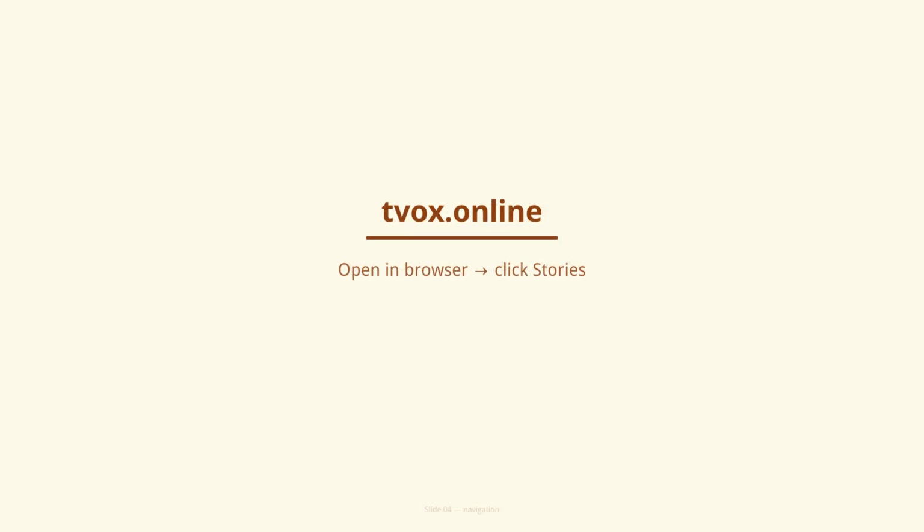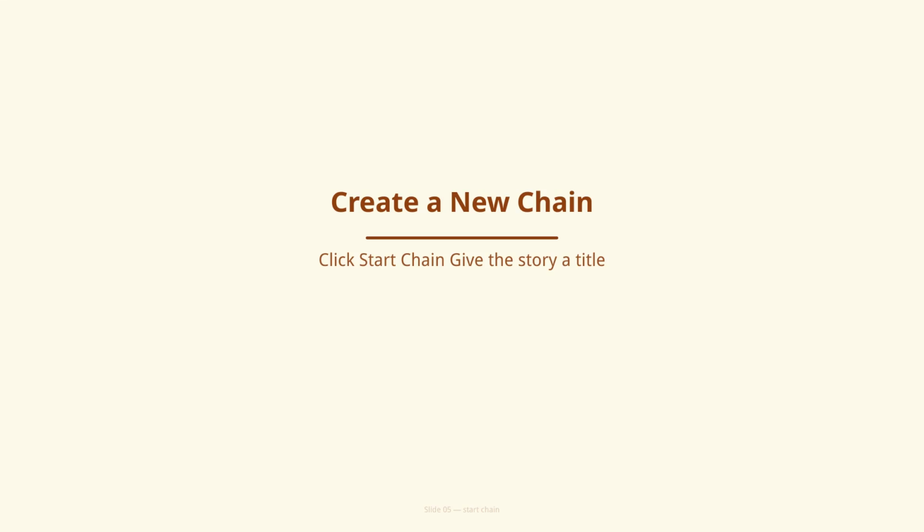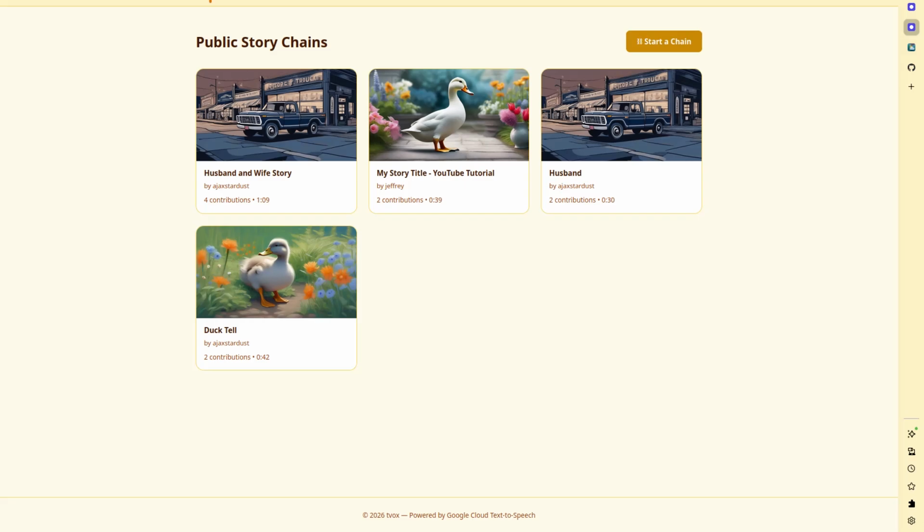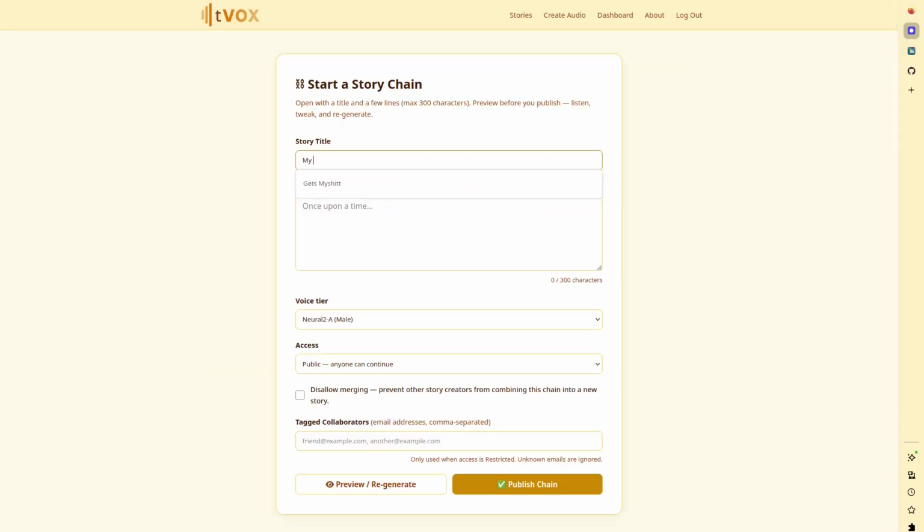Go to tVOX-online. Once you have tVOX Online loaded in your browser, click on Stories. Click Start Chain. Give the story a title. Since we're testing how to make this project for our friends or students or whomever is going to be assigned the project, chances are you already have your participants in mind.